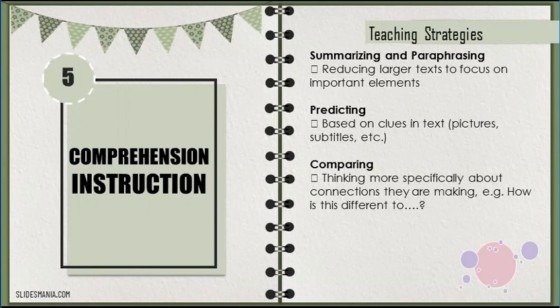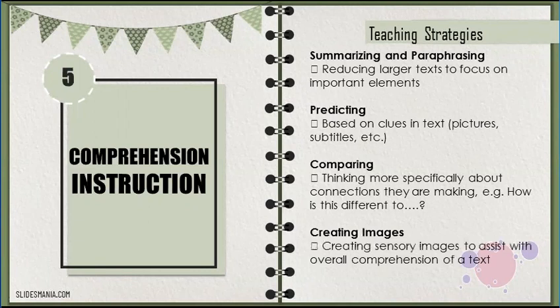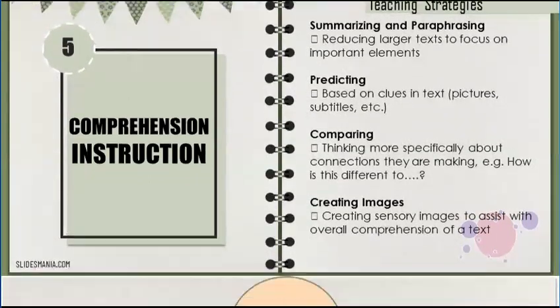It is thinking more specifically about connections they are making. Example, how is this different to something? The last one is creating images. It is creating sensory images to assist with overall comprehension of a text.